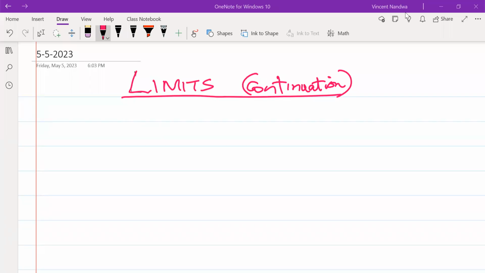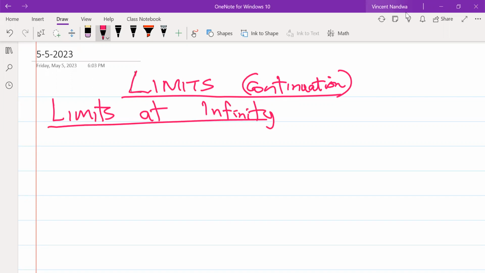So we are going to start with the computation of finding limits at infinity. So, limits at infinity. Remember, we use this sign to represent infinity, and it's just a symbol or a sign that is used to represent a very, very large number.